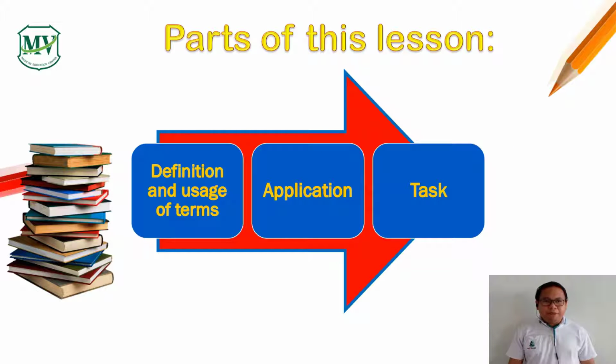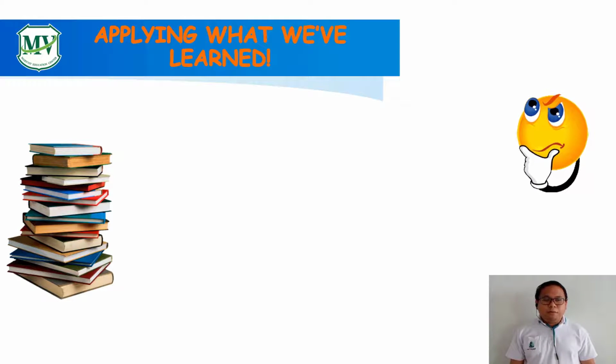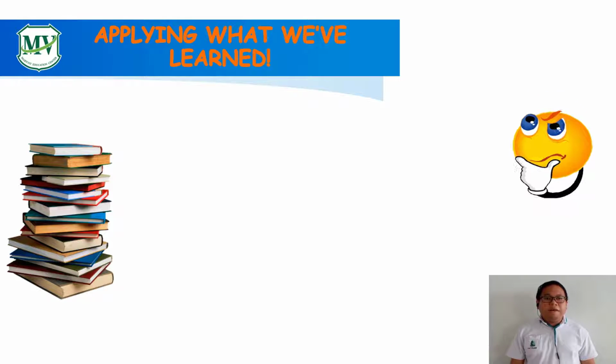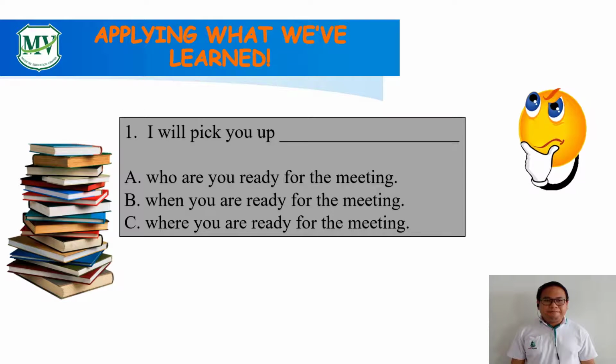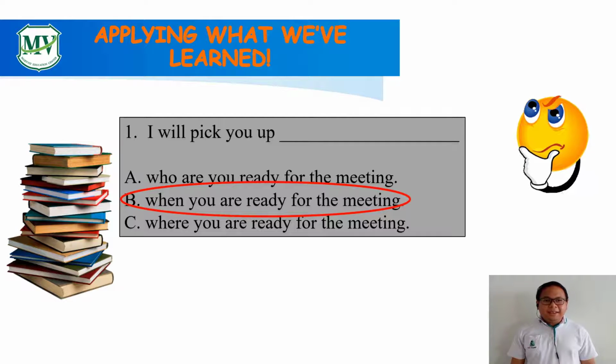Very good, everyone. We're now finished with the first part. Let's now proceed with the second one. Applying what we've learned. Let's try to complete the sentence with the correct conjunction and clause. First one. What is the answer? Correct. It's letter B. Because the sentence in letter B focuses on time relationships.